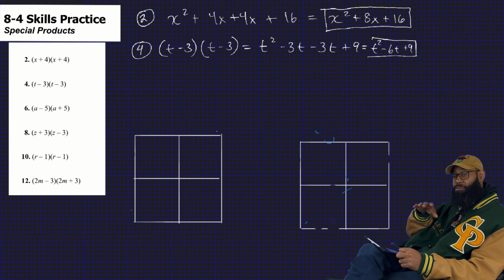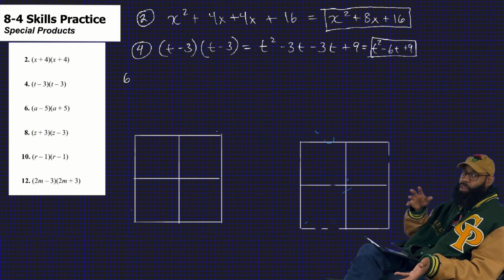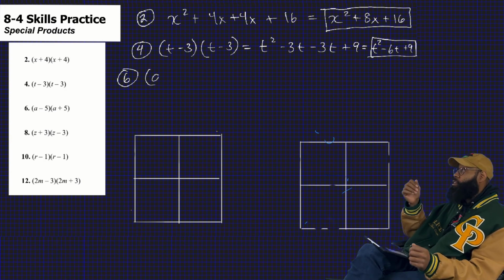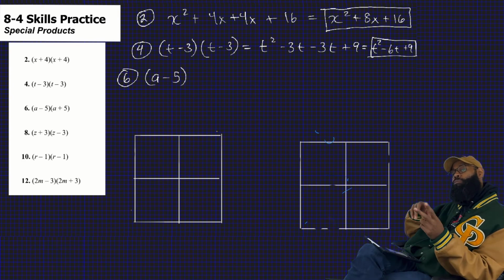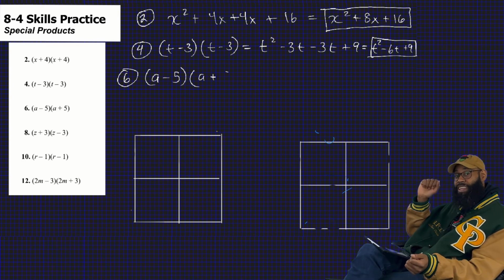Haven't used the box yet. I'm doing what's called FOIL. If you want to call it FOIL, we'll just say distributive property, basically, but we're distributing 2 terms to another 2 terms in a different set.